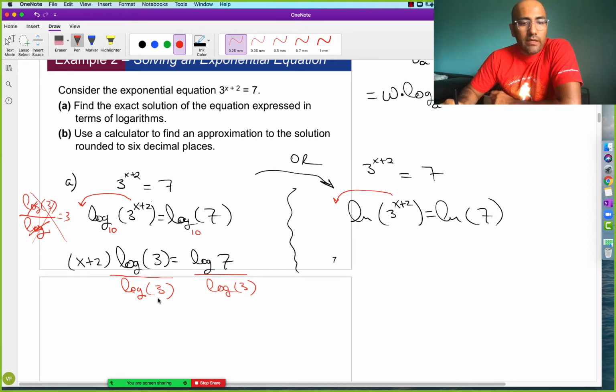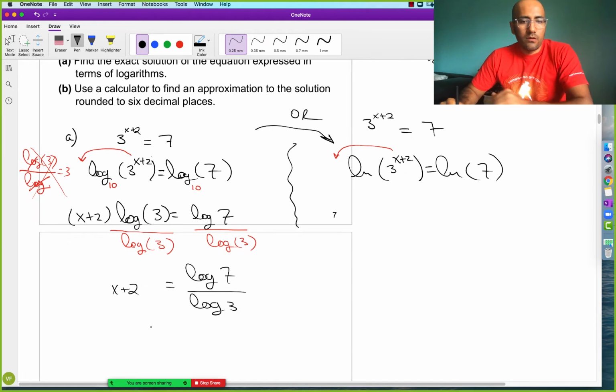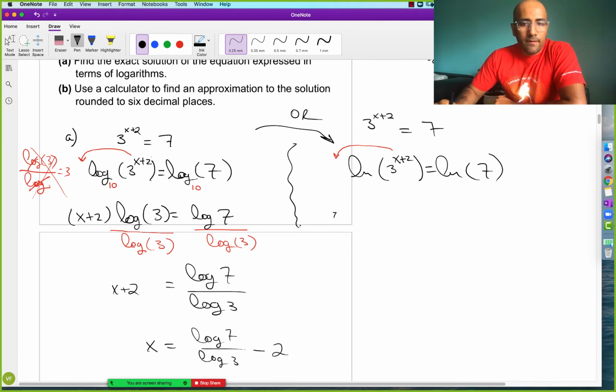This is a decimal. It's the decimal such that 10 to the power of this number equals 3. Good. So some decimal value is represented by this notation, and we can divide both sides by that decimal value, which would result in x plus 2 equals log of 7 divided by log of 3. Good. Now we just subtract 2 from both sides, and we get our final answer. x equals log of 7 over log of 3 minus 2. Any questions about that?